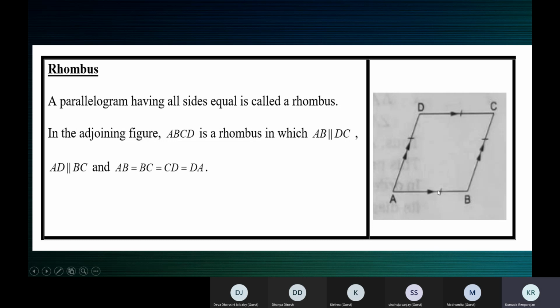In a rhombus, all sides are equal. AB is equal to BC is equal to CD is equal to AD. See, children, just give a number like say 5, 5, 5, 5. All the sides measure 5 centimeters. When all the sides measure 5 centimeters, opposite sides are also 5, right? When we say all sides are equal, it also means opposite sides are equal.